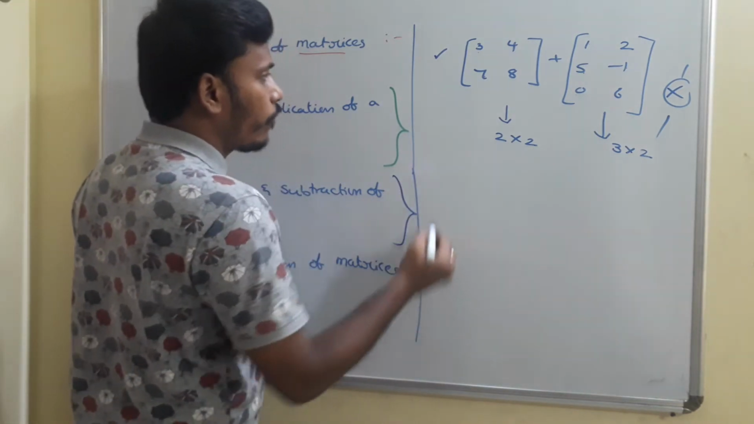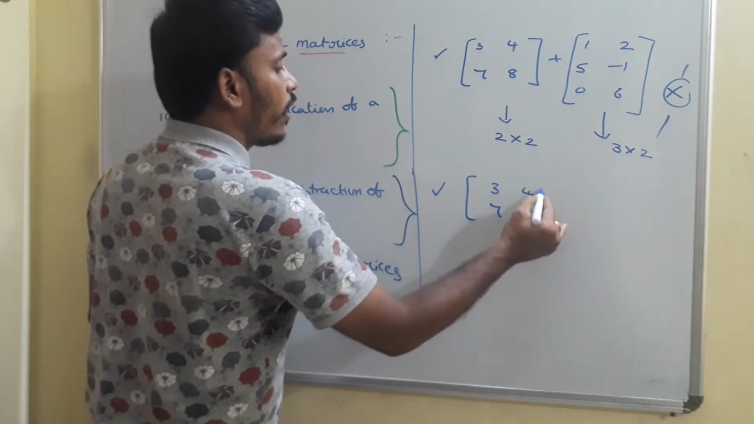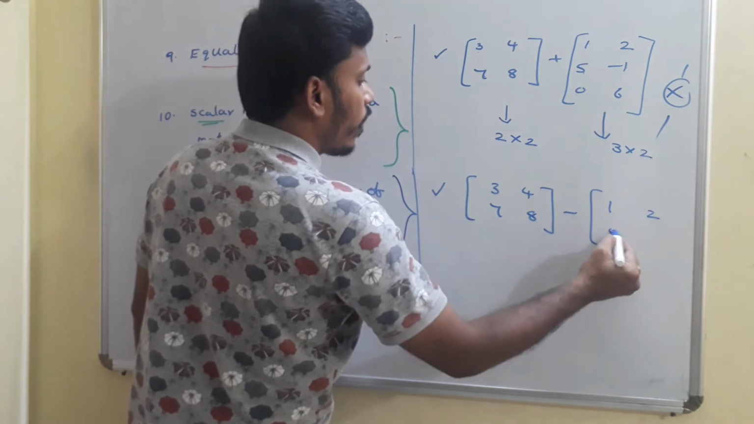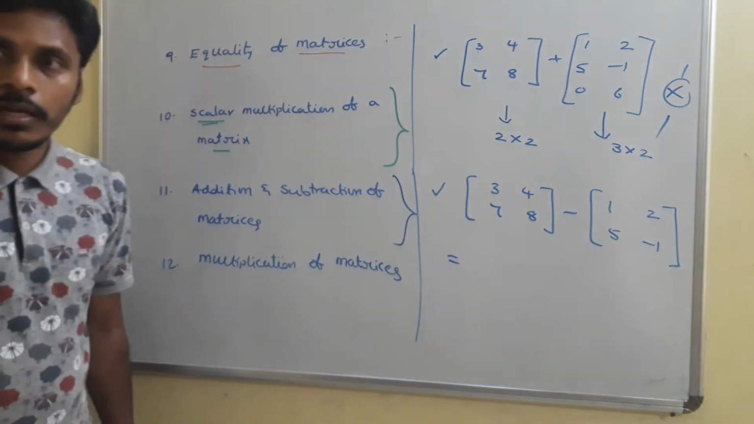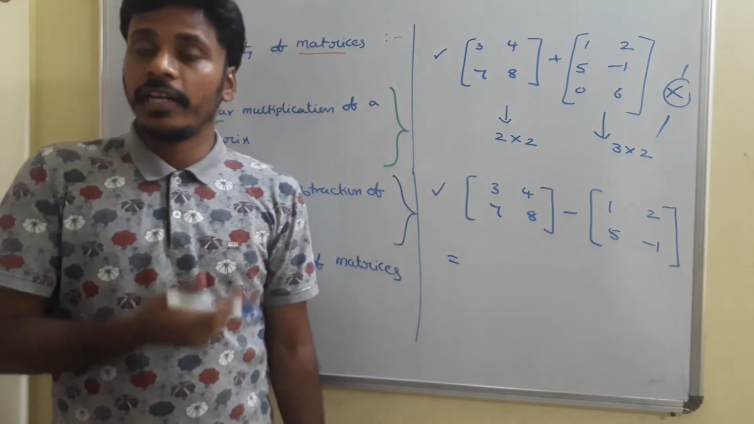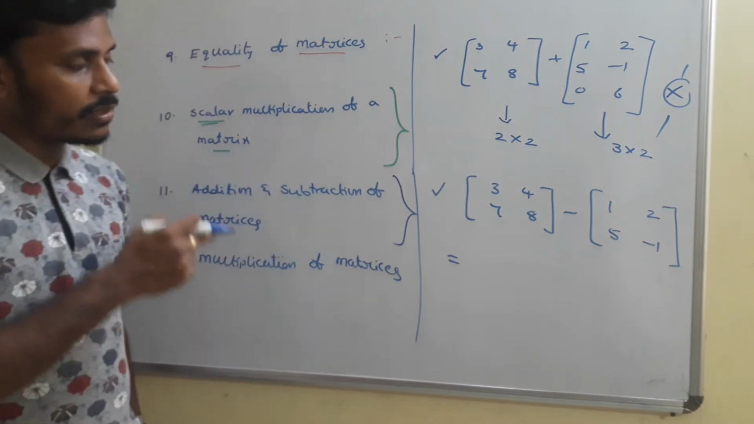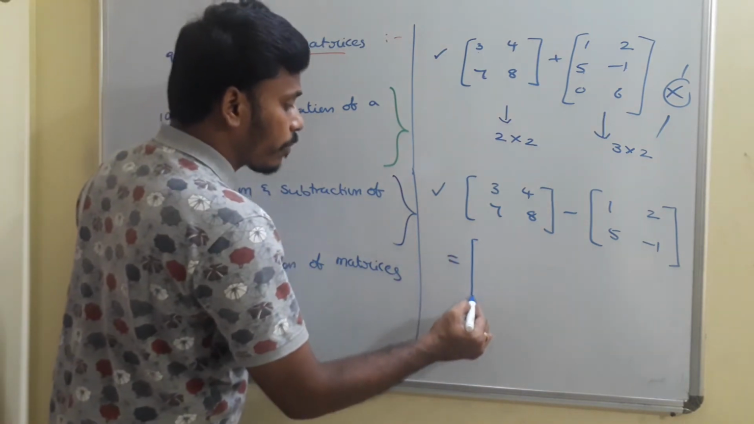For example, instead of that, if I have this 3, 4, 7, 8 minus 1, 2, 5, minus 1. Then what do you say about the subtraction? See here the orders are the same. It is 2 by 2, and that is also 2 by 2. So for sure there exist corresponding elements for each and every number. So you just go with the corresponding subtraction.